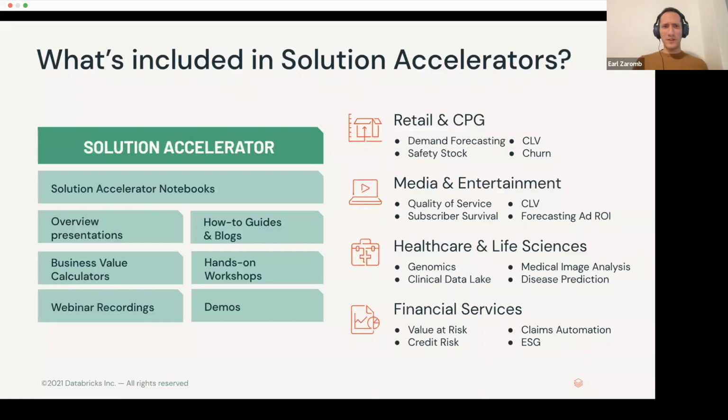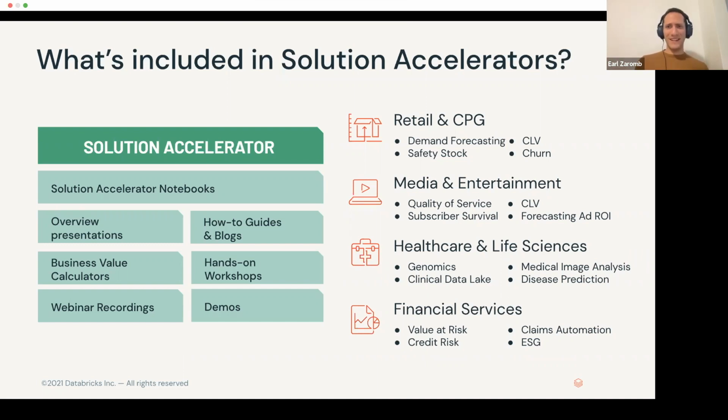Now, I also just wanted to mention that a solution accelerator is really a combination of a lot of different content together. Foundationally, we provide you notebooks, which provide you the code and even potentially a data model and other things that you can run on your own in your own Databricks environment for solving the solution.